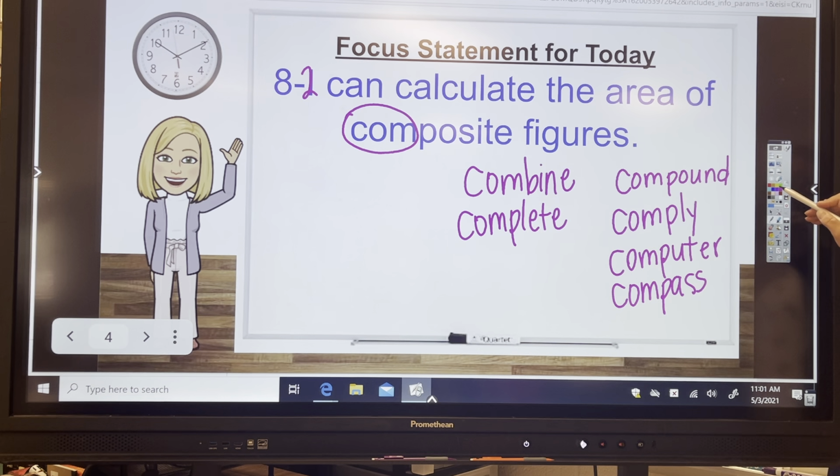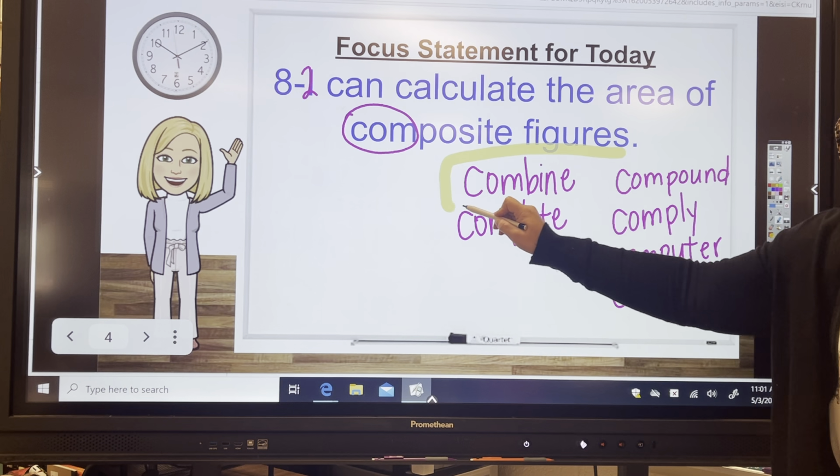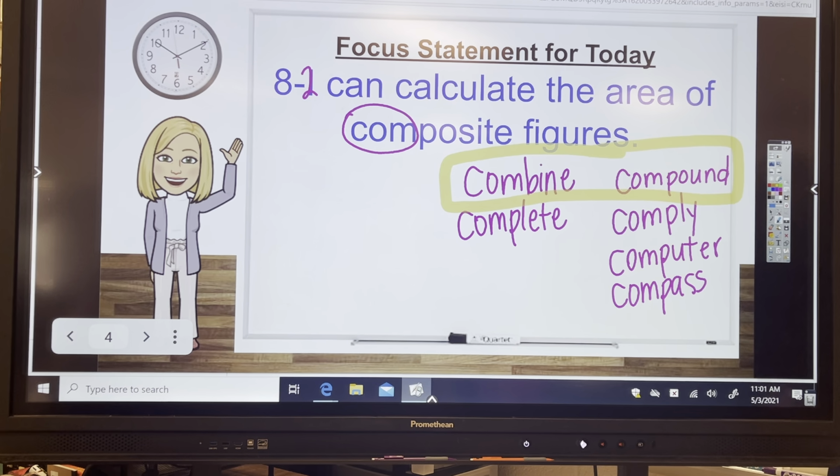All right, so let's look at these right here, just because they're at the top of my list. So if I have something that's a compound, is it one thing or more than one? More than one. If I combine something, is it one thing or more than one? More than one. Okay. So what do you think the prefix COM means? More than one. To put together. You put together more than one thing.